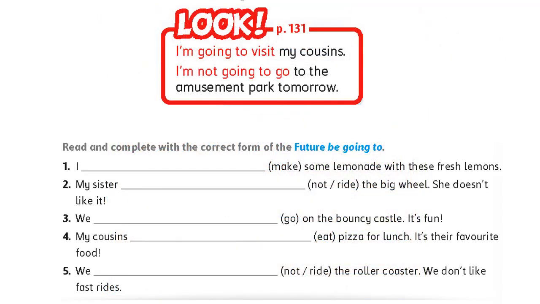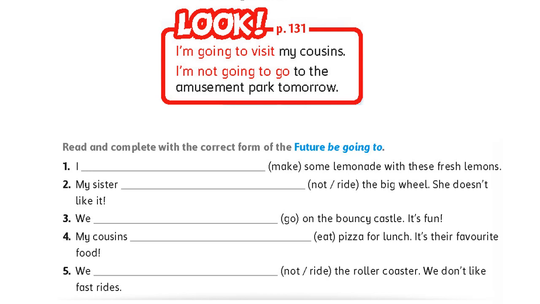Next, we have the grammar rule in this one, the structure going to. Remember, we use going to talk about future plans. How do you know the future? Tomorrow, next week, next year, 2025, after 5 days. Everything I said now is indicating future. So remember to use for the future plans the structure be and going to visit.